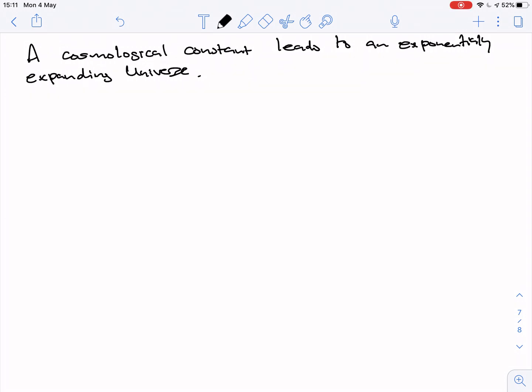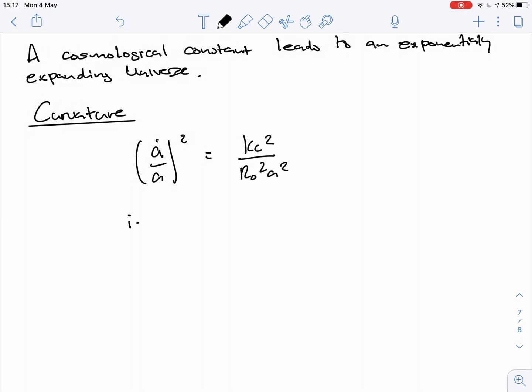And then a final thing we can do, and again it seems a bit esoteric but it's worth doing, is we can look at a universe which is dominated by curvature. That is, the energy density terms don't matter. So in the Friedmann equation I have ȧ over a squared. I don't care about all of the energy density bits, I just care about the kc squared over R0 squared a squared, i.e. ȧ squared is just equal to, there is a minus here, isn't there, minus kc squared over R0 squared. And so now I want to solve that equation.